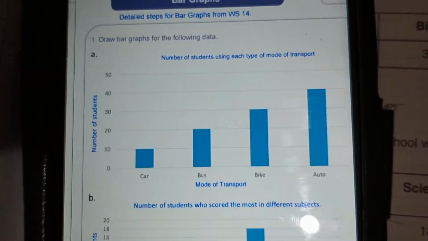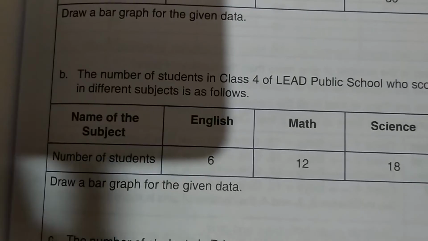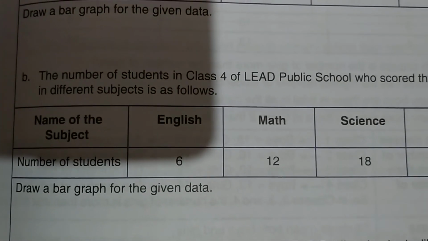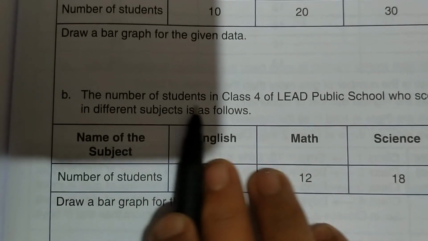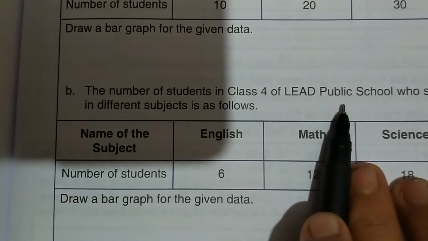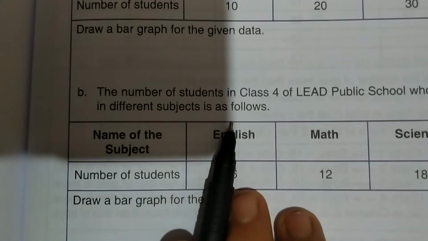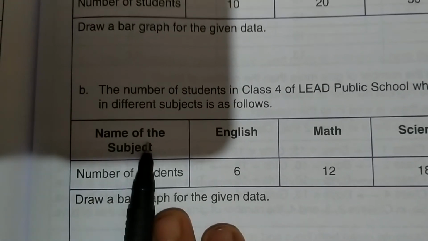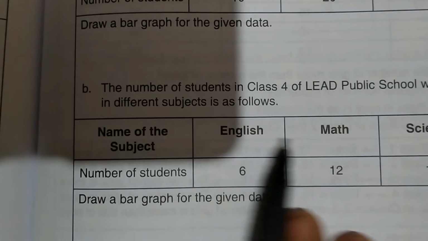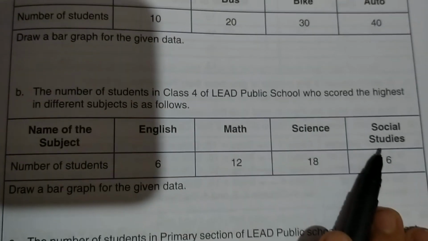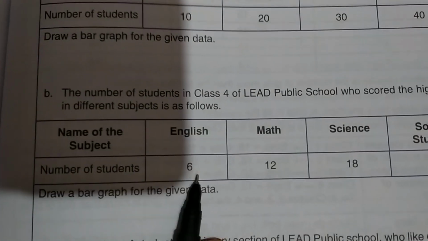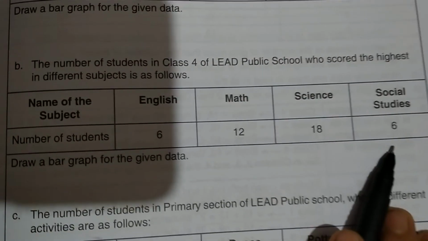Okay. Then the second question is the number of the students of class 4th Lead Public School who scored the highest in different subjects. Name of the subject: English, Math, Science and Social Science. Number of the students: 6, 12, 18 and 6 is there.